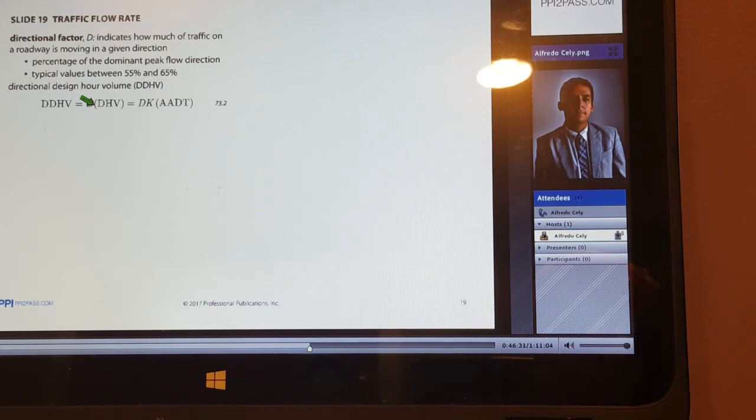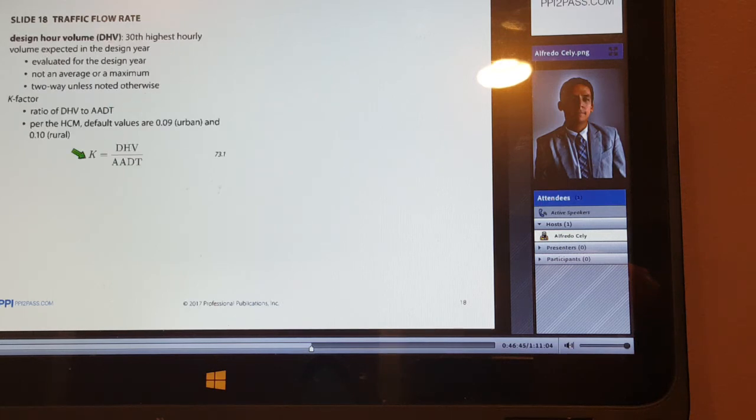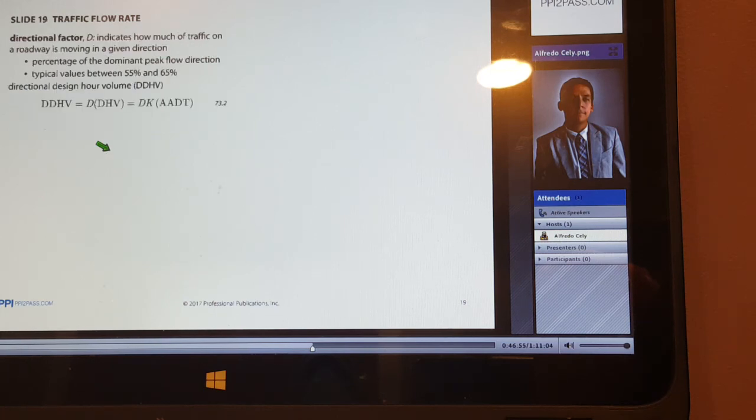And this can also be done by simply multiplying your directional factor times your K factor times your average annual daily traffic. And that is because we're simply solving this equation: K times the average annual daily traffic is our design hourly volume. You can see that in equation 73.2 of CERM. The directional design hourly volume is the design volume for the roadway in a given direction.